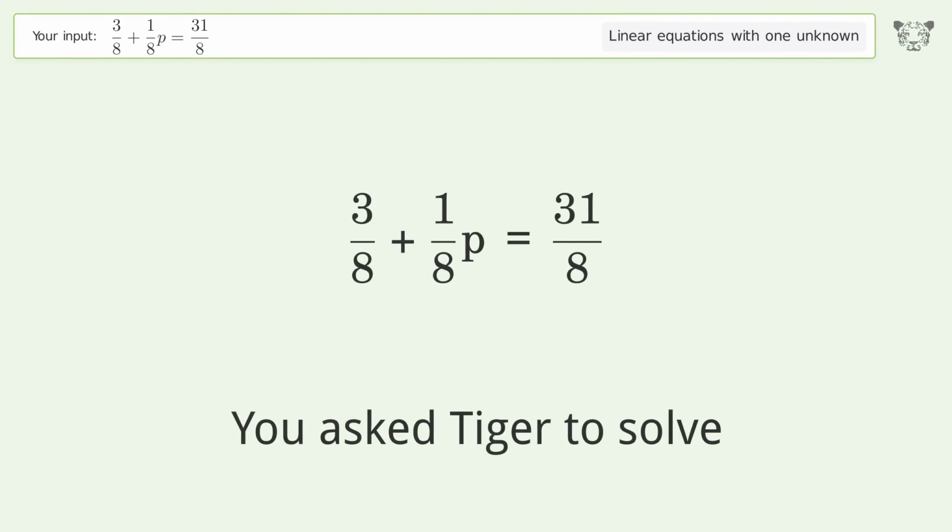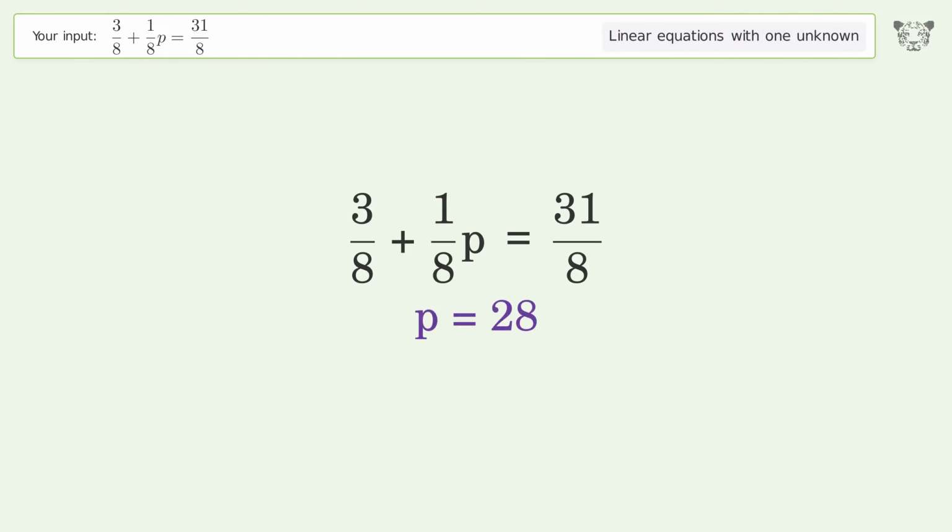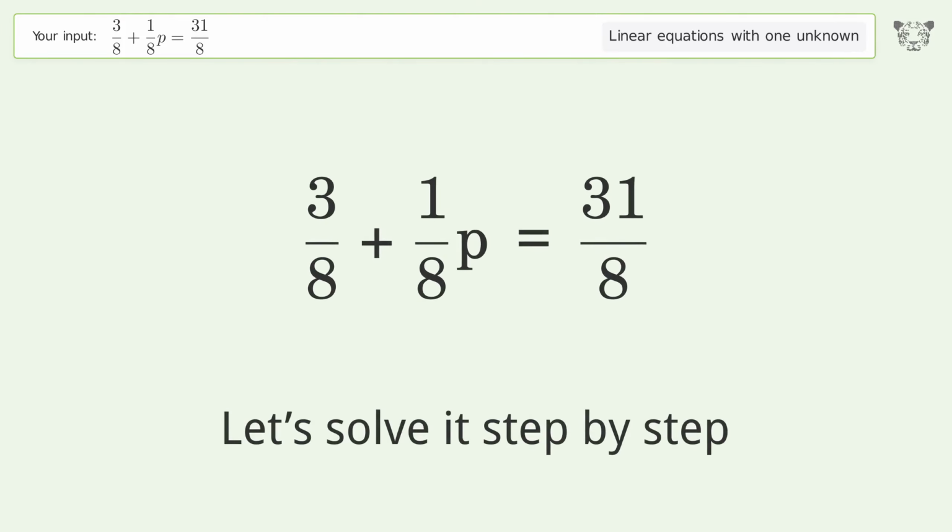You ask Tiger to solve. This deals with linear equations with one unknown. The final result is p equals 28. Let's solve it step by step.